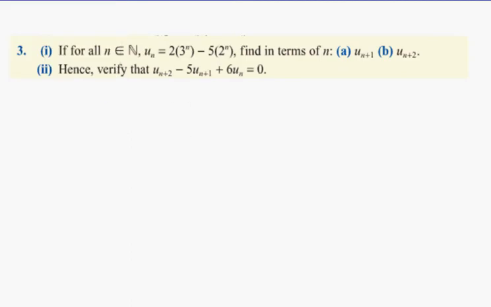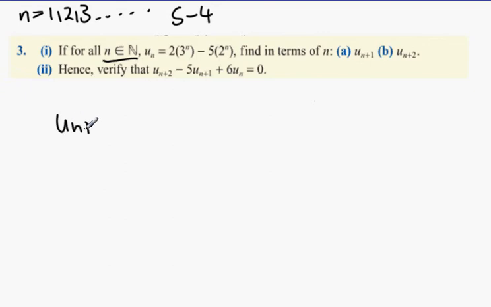This is exercise 5.4 question 3, and the way they want these ones done is the following. It says for all n element of N, for all natural numbers, this means n is only allowed to be the number 1, 2, 3, all the way up to the biggest number you can think of. It's not allowed to be a fraction, it's not allowed to be a decimal, and it's not allowed to be 0 or negative. Okay, find in terms of n, u of n plus 1.